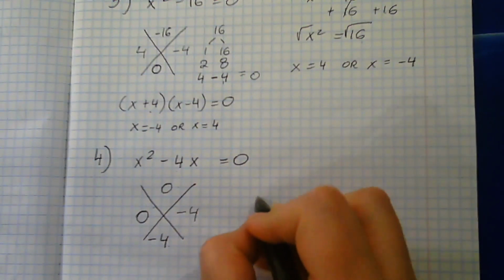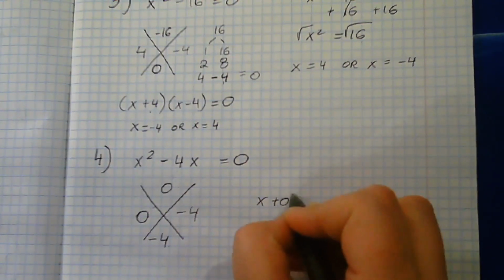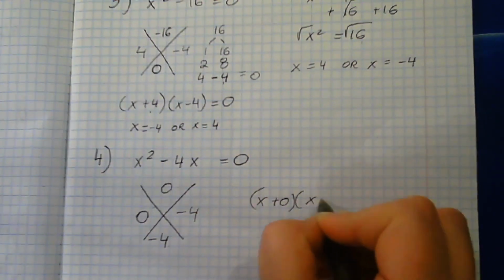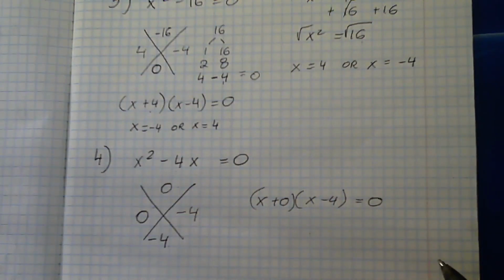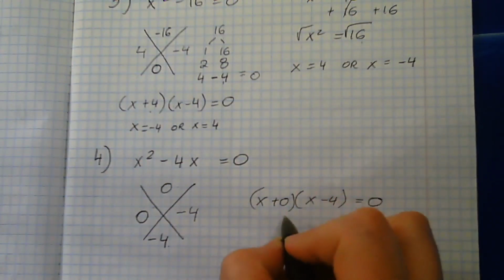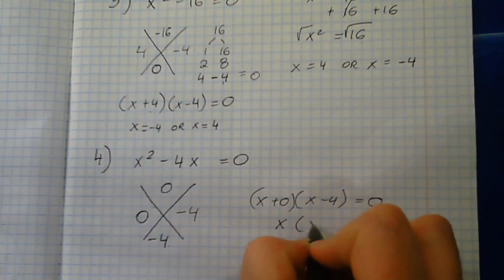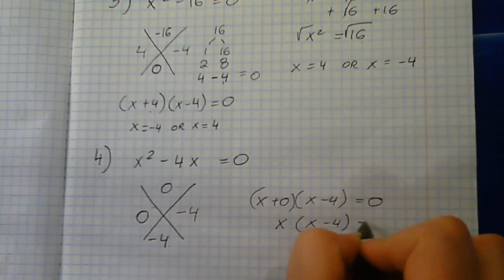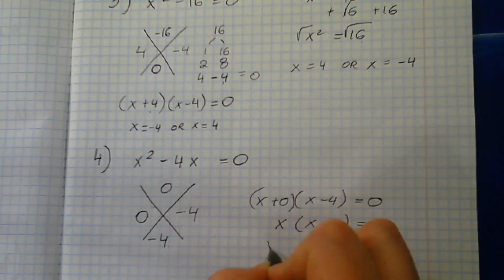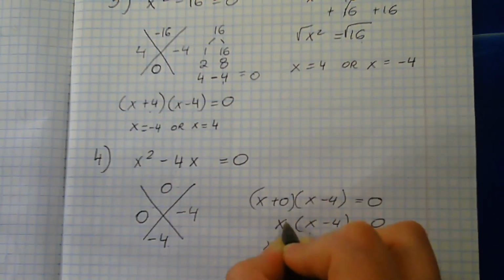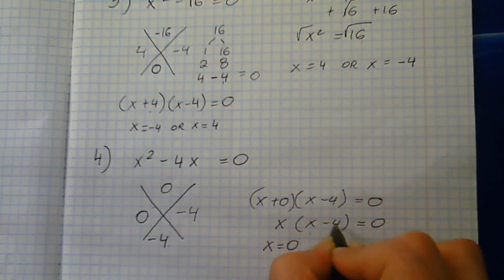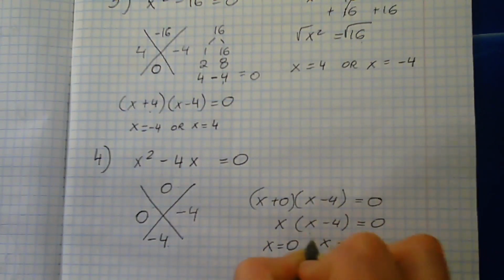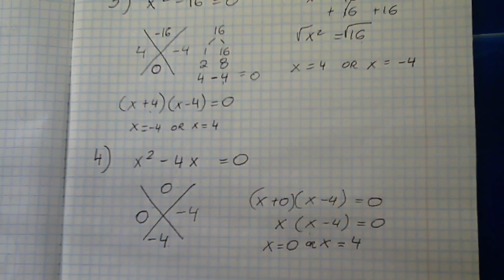So we would have x plus 0 and x minus 4, which is a really strange thing to write, because we don't want to waste time and write x plus 0. We just write x times x minus 4. So what are my answers? One of the answers is 0, because we're not adding anything, and the second answer is the opposite of negative 4, which is positive 4. Okay, you can still use the diamond.